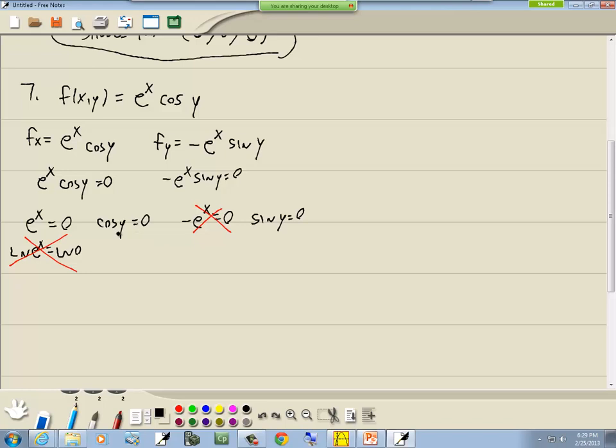Now here, we have cosine y equal to 0 and sine y equal to 0. What this is saying is, as we go around the unit circle, we're looking for where cosine is equal to 0 and sine is equal to 0 at the same time, which doesn't exist. So there's no critical point, which means there's no relative min and no relative max. So no relative extrema. There's no use to go on further. If we don't actually have a point, then that's it.